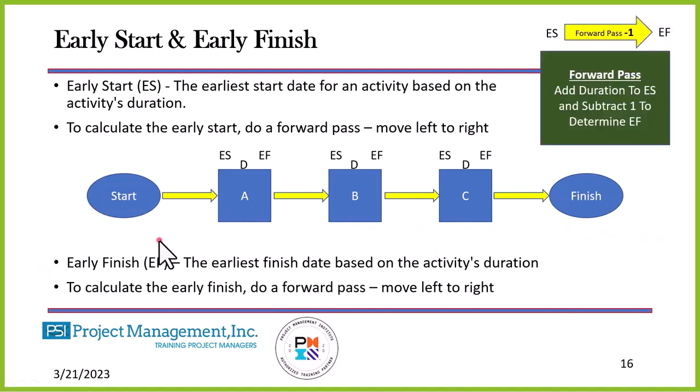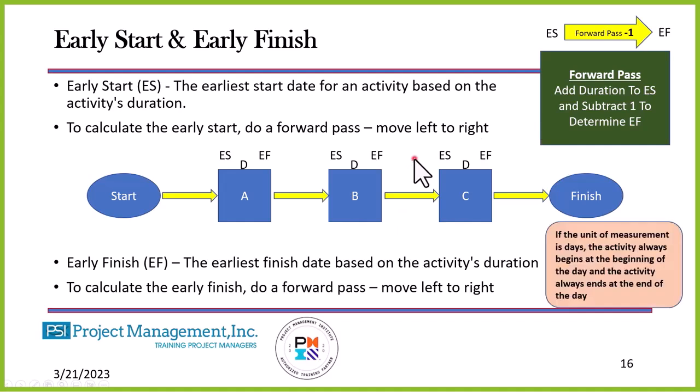There's a couple of different ways of doing this. I prefer to do it the way I'm going to show you. Some people start off with 0. I don't like that method. I prefer to start off with 1. What we're going to do is a forward pass. We're going to add the duration to the early start, and we're going to subtract 1 to determine the early finish. If the unit of measure is in days, it's in days. The activity always starts at the beginning of the day.